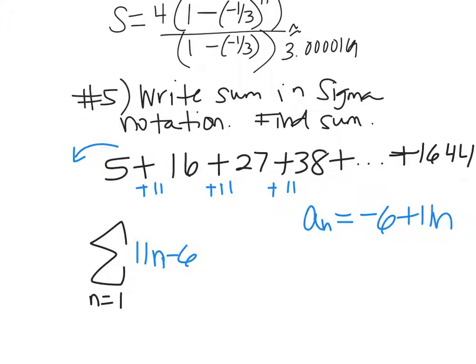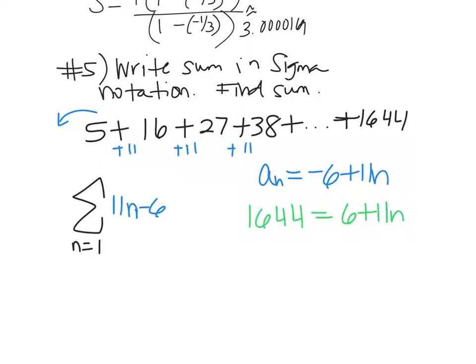Now I need to figure out what the top number is. What number am I plugging in? A lot of people like to write 1644 up here, and that's wrong. If you plug 1644 into this formula, it's not going to be 1644. We need to find out what n gives me 1644 when I plug it in. So I need to take 1644, set it equal to the formula, and find what number n is. So subtract 6. I need my calculator for this one. 1644, we're going to subtract 6 and then divide by 11.